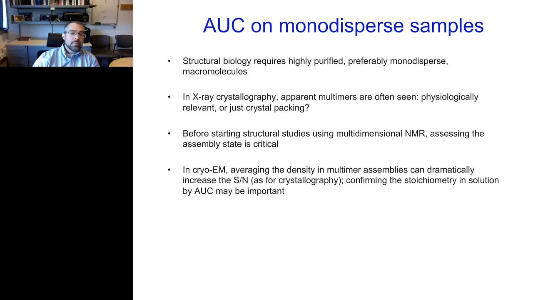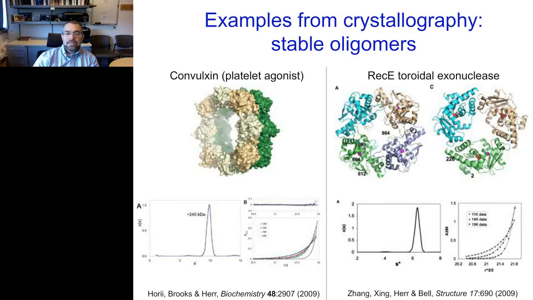And even in cryo-EM, a lot of times you'll see situations where you have these oligomeric assemblies, and you really want to understand exactly whether that is a pentamer, a hexamer, a heptamer, octamer, so you can do your averaging and increase the signal to noise. So now I'm going to blast through a whole bunch of examples. These are cases where my lab has used AUC to verify apparent multimers by crystallography. So I'm not going to spend a lot of time on each of these, but the references are shown.